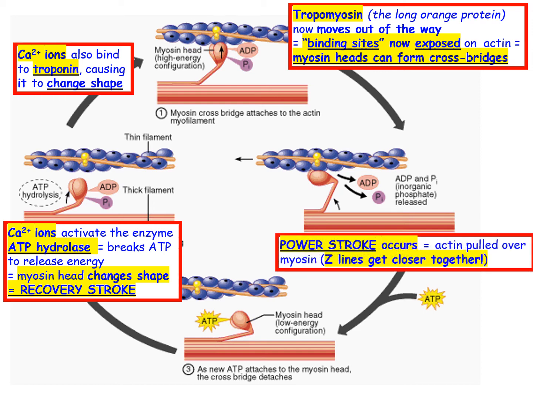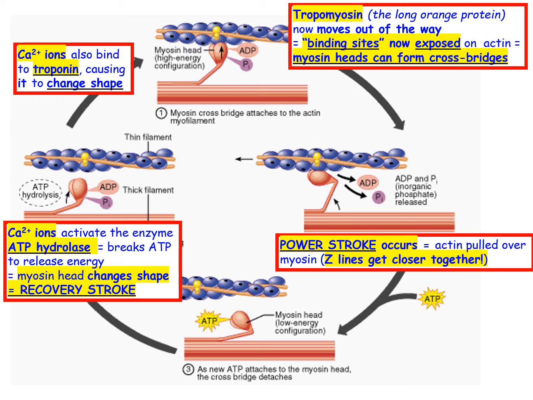Now this process is called the power stroke, which is where the actin filament is pulled over the top of the thicker myosin. And what you'll see if you look at the sarcomeres down the length of the myofibril is that the Z lines actually get closer together because the actin is going over the top of the thicker myosin towards the M line of the sarcomere, towards the middle of the sarcomere.